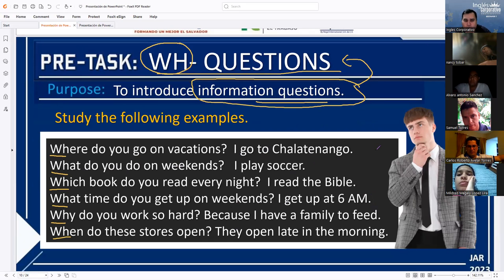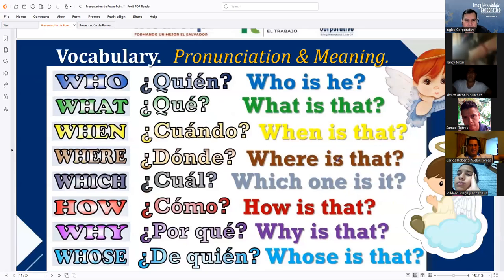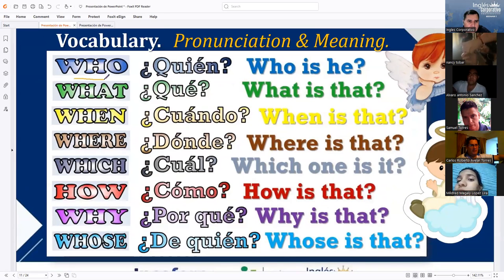When do these stores open? They open late in the morning. So where, what, which, what time, why, and when? Check over here. Who, quién, right? Hey, who is he? Hey, what's that? What's that? Yes, what's that? When? Cuando? When is that? Where? Donde? Where is that?